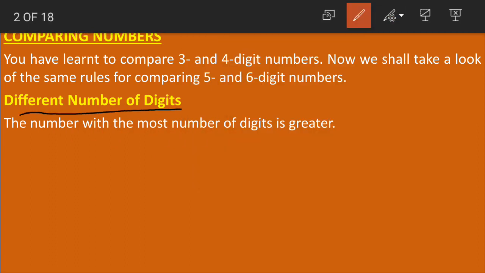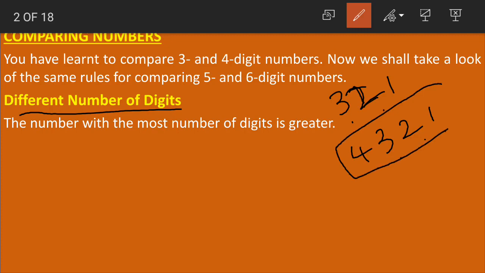Suppose I have a number with 3 digits: 3, 2, 1. This is a number which has how many digits? 3 digits, right? And then I have another number which has 4 digits: 1, 2, 3, 4. 4 digits. Now which number will be the greater number? Obviously this number, 4321, is the greater number, because the number of digits is more. So this will be our greater number.